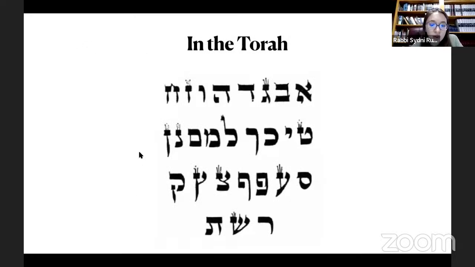Right. So in the Torah, the letters look pretty fancy. When a sofer, a scribe, is writing out Hebrew letters, that scribe uses a particular number of little crowns, of little lines here.